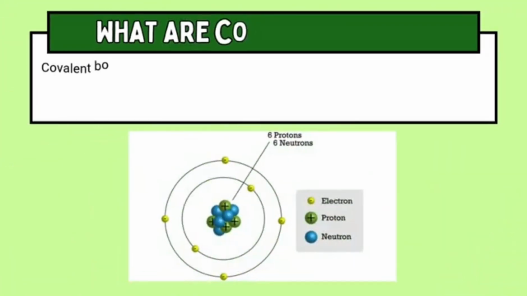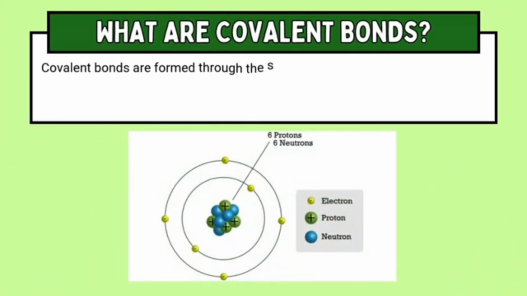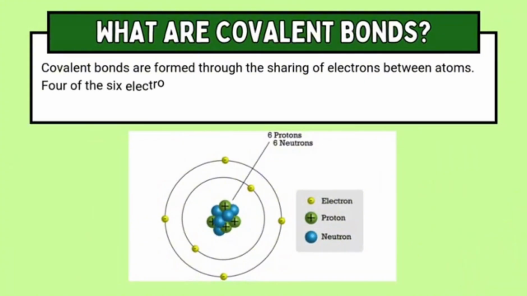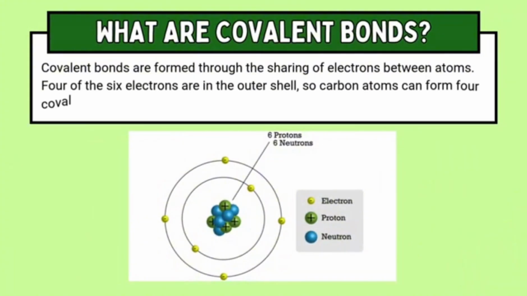So, let's get started. A covalent bond is a chemical bond which refers to an attraction between two or more atoms. A covalent bond is a specific type of bond between atoms where they share their electrons. We focus on a carbon atom.